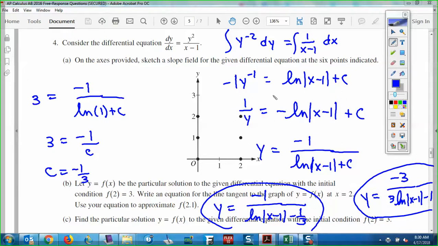This is 1 over y, so just flip everything. So y would be this all flipped. Make sure you put the plus c down at the bottom. Flip this whole thing, okay? And since it's negative, we can just put that on top. Then I went in and put my condition in here, so 2 minus 1 is 1, so ln 1 is just 0. So negative 1 over c, so c is negative 1/3. Plug the c back in.